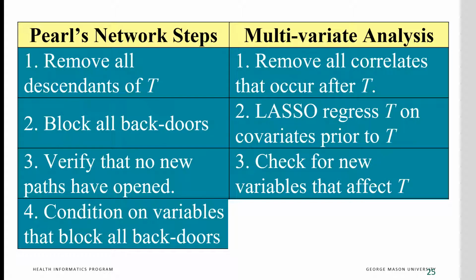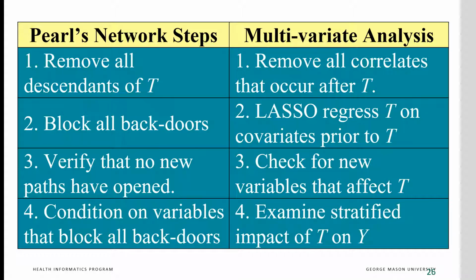In step 3, we check for new variables besides the parents affecting treatment. This is typically done through stratification. Parents are stratified and the impact of covariates on treatment calculated. If the impact is large and statistically significant, then these variables are added to the list of variables to be stratified. In the final step, the stratified impact of treatment T on outcome Y is measured using methods such as stratified covariate balancing.